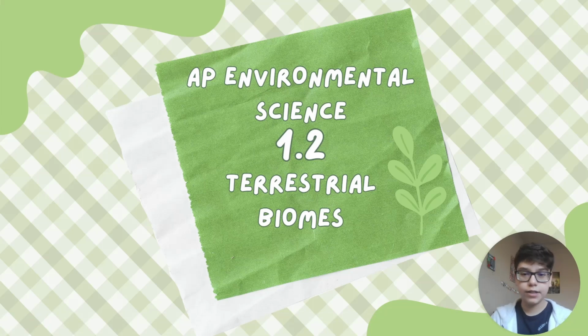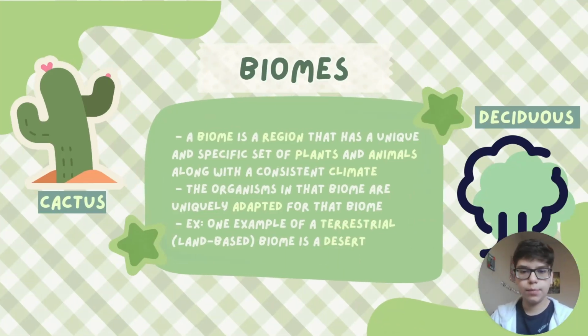Hi guys, so this is our second video in our AP Environmental Science playlist, and this is going to be covering topic 1.2, which is terrestrial biomes. So let's recap, what is a biome? A biome is a region that has a unique and specific set of plants and animals along with a consistent climate. Remember that those organisms in that biome are uniquely adapted for that biome.